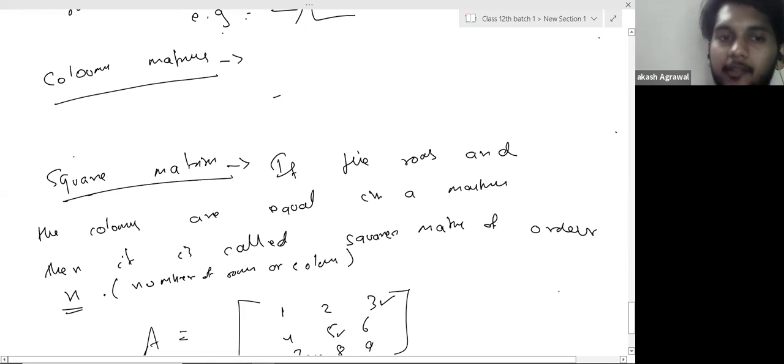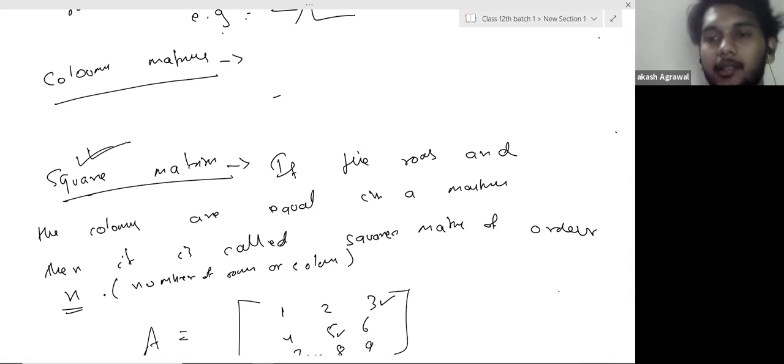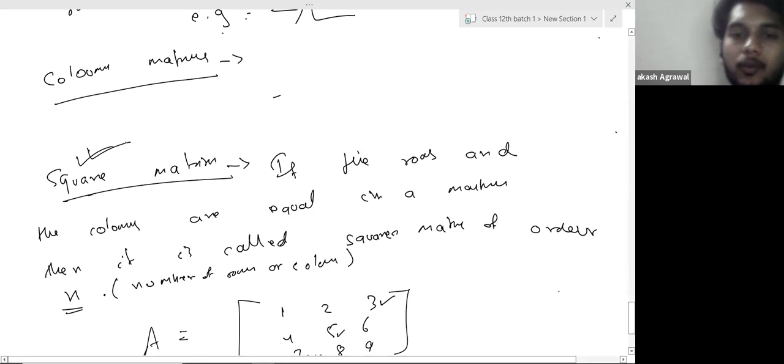Now square matrix, this is very important. In square matrix, the rows and columns are equal. If it has 2 rows, then it must have 2 columns. That will be called square matrix.